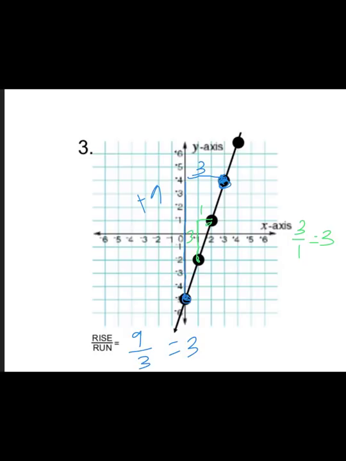So for my equation, I'm going to say y equals 3x, and now I need to figure out where my line crosses on the y-axis, and the line crosses right here, and that point is negative 5. So y equals 3x minus 5 would be my equation.